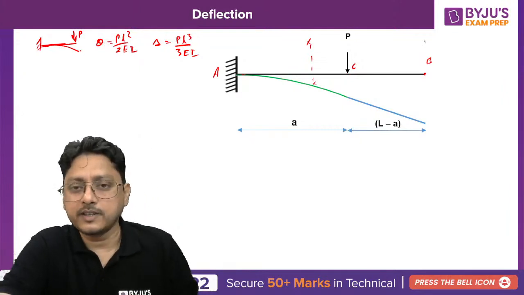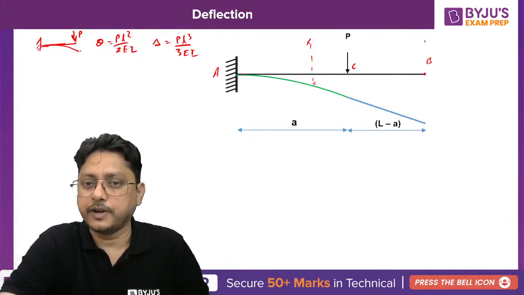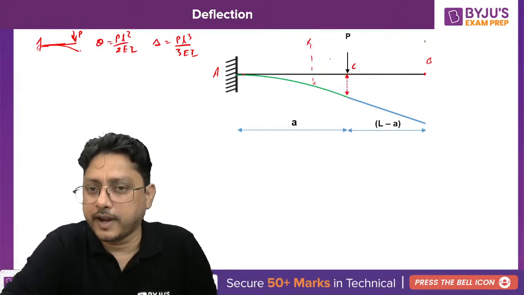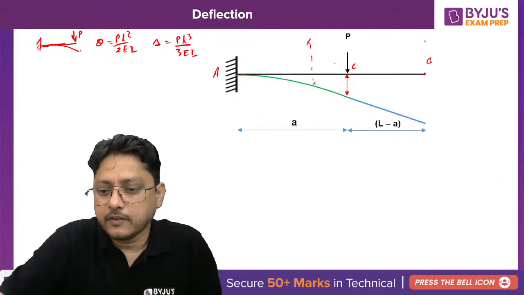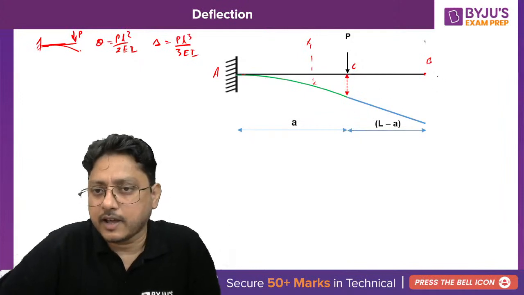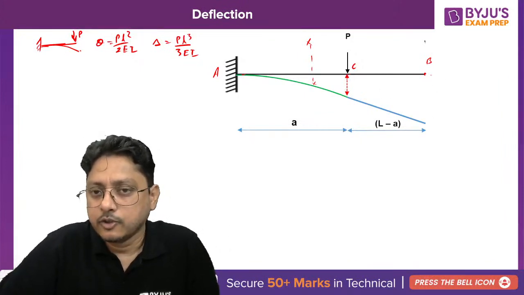Now if I ask you what is the deflection or slope, how will you calculate it? Whatever slope or deflection you are going to get, you can calculate. If you just take the deflection here, if I ask you what is the deflection at joint B, you can always calculate the deflection for the beam.